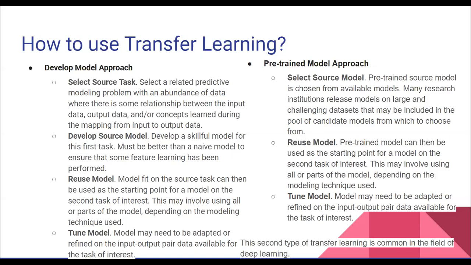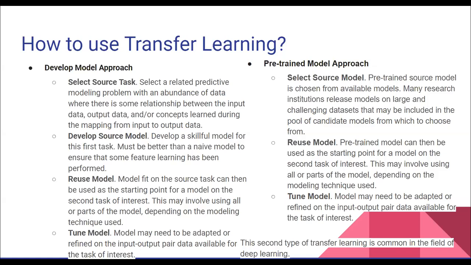Where was I? The developed source model. So that's the second step. So you basically have to develop a model for the first task, and it has to be a much more complicated and complex model than just a naive model, like a simple model. It has to be much more complicated so that not only can you use it for this step, but you can also use it for the next step. And I'm going to be explaining what the next step is. But yeah, that's why it's called the developed model approach. You're developing a model, and then you're performing some other tasks in order to ensure that your model is successful and accurate.